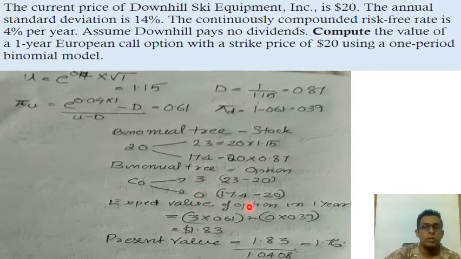So the expected value of the option in 1 year is 3, which is 23 minus 20, into the probability 0.61, plus 0 into 0.39, which will give us 1.83. So at year 1 the value of the option is 1.83. So we'll discount it back to year 0, which is 1.83 divided by e raised to 0.04 into 1, which is 1.0408, which gives 1.76. So the present value of the call option today is 1.76.